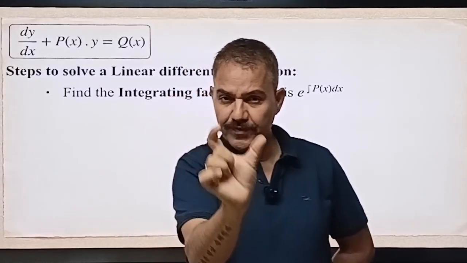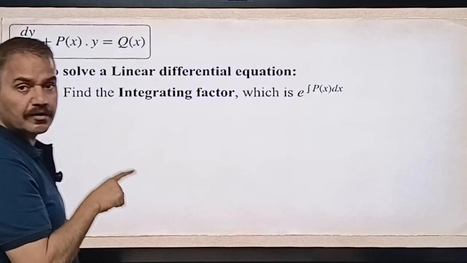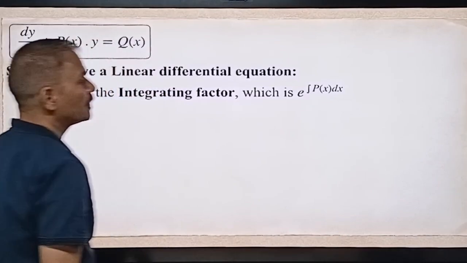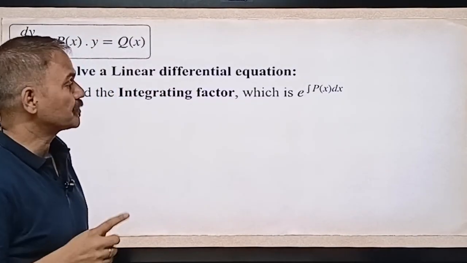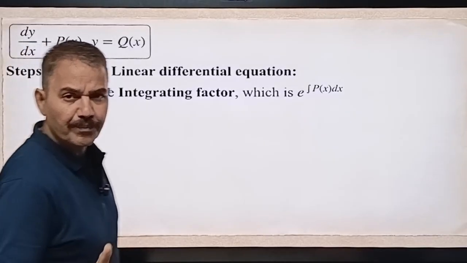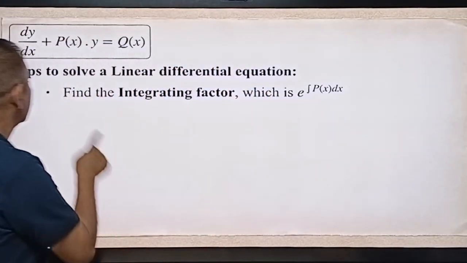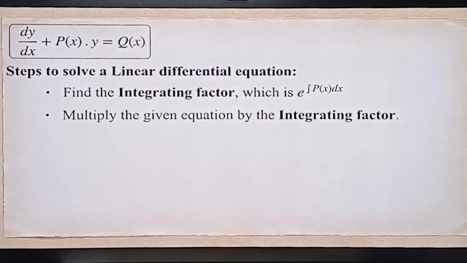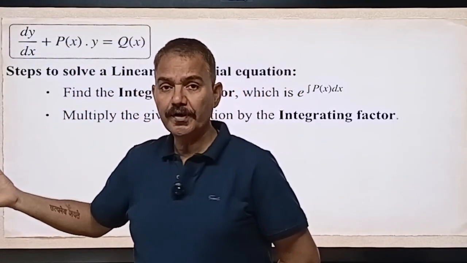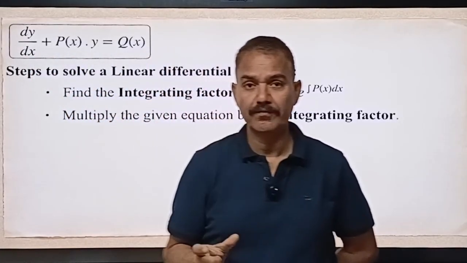Whatever the coefficient of y is, after you write your given equation in this standard form, identify what your P(x) is, and your integrating factor will be e raised to the power of the integration of P(x) dx. Usually P(x) is a very simple integration, so it will be very easy to find the integrating factor. The second step is to multiply the given equation by the integrating factor. So after you find the integrating factor, multiply the given equation by it.